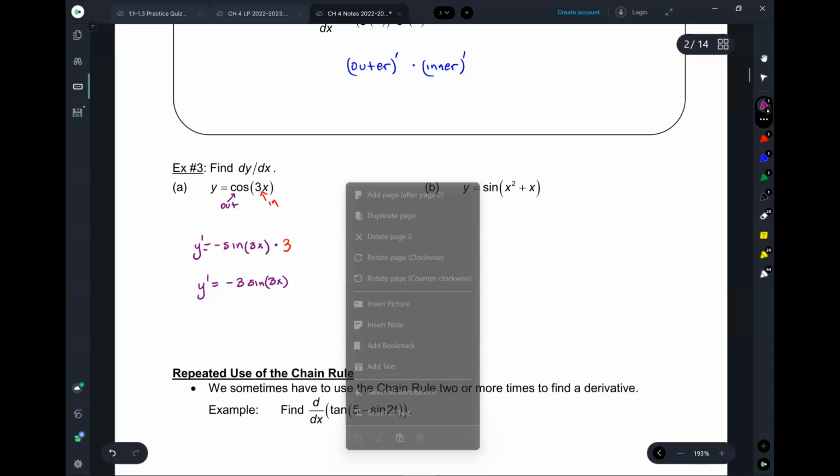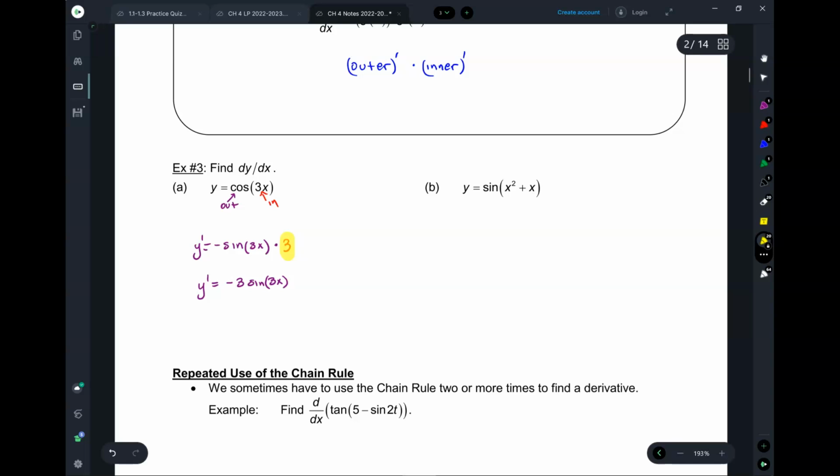This red 3 here is a coefficient. It's outside of the 3x, so you cannot multiply it with the 3x that's inside the sine. Okay? All right, let's do another one.